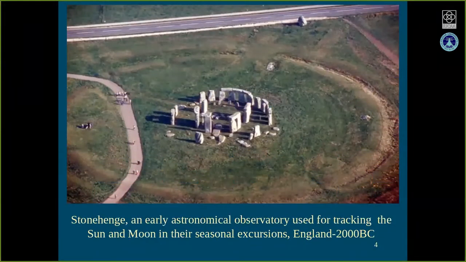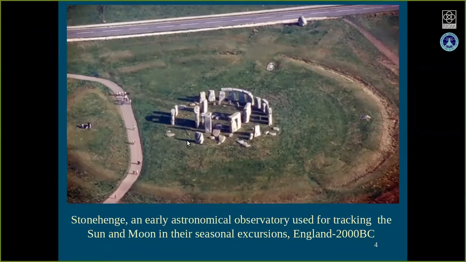People consider this an early astronomical observatory. The name of this observatory is Stonehenge. All of you know this is Stonehenge. Now you can ask me why we should call it an observatory. Because we are tracking the sun and moon in their seasonal excursion.